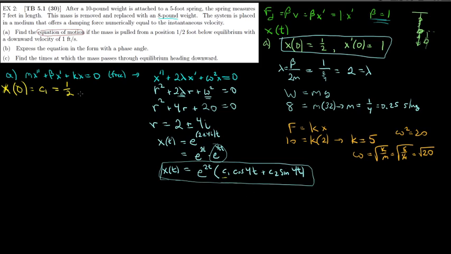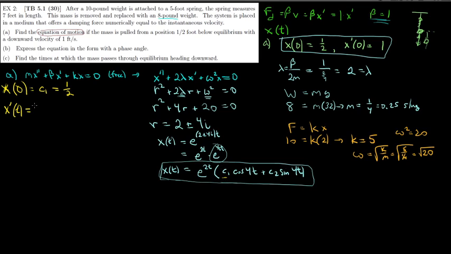So that gives c1. Now to get c2, I think we're going to need x prime of 0. Before we get x prime of 0, we might want to just take the derivative of this, and that's going to be a product rule. Okay, so let's see what we get here.